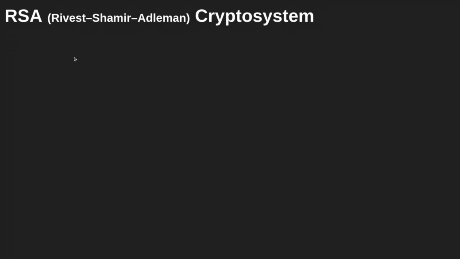Okay. Now let's talk about RSA. RSA stands for Rivest Shamir Adleman Crypto System. Well, not the crypto system. No one really remembers the names, we just call it RSA. This, as opposed to like the Caesar cipher, is an asymmetric key system.